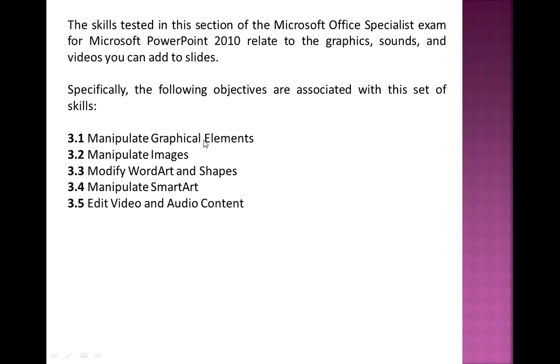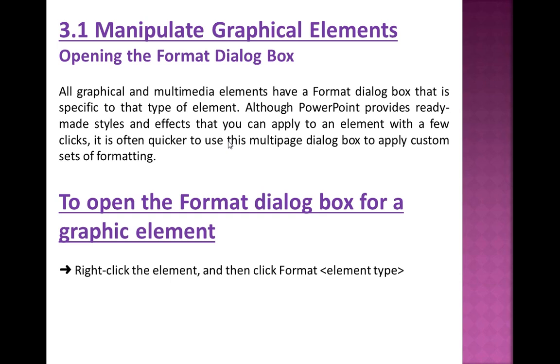3.1 is manipulate graphical elements, means how to manipulate the graphical elements. Then 3.2 is how to manipulate the images. Then 3.3 is how to modify word art and shapes. Then how to manipulate smart art. Then how to edit video and audio content. Means these are the 5 topics that are available in chapter number 3.